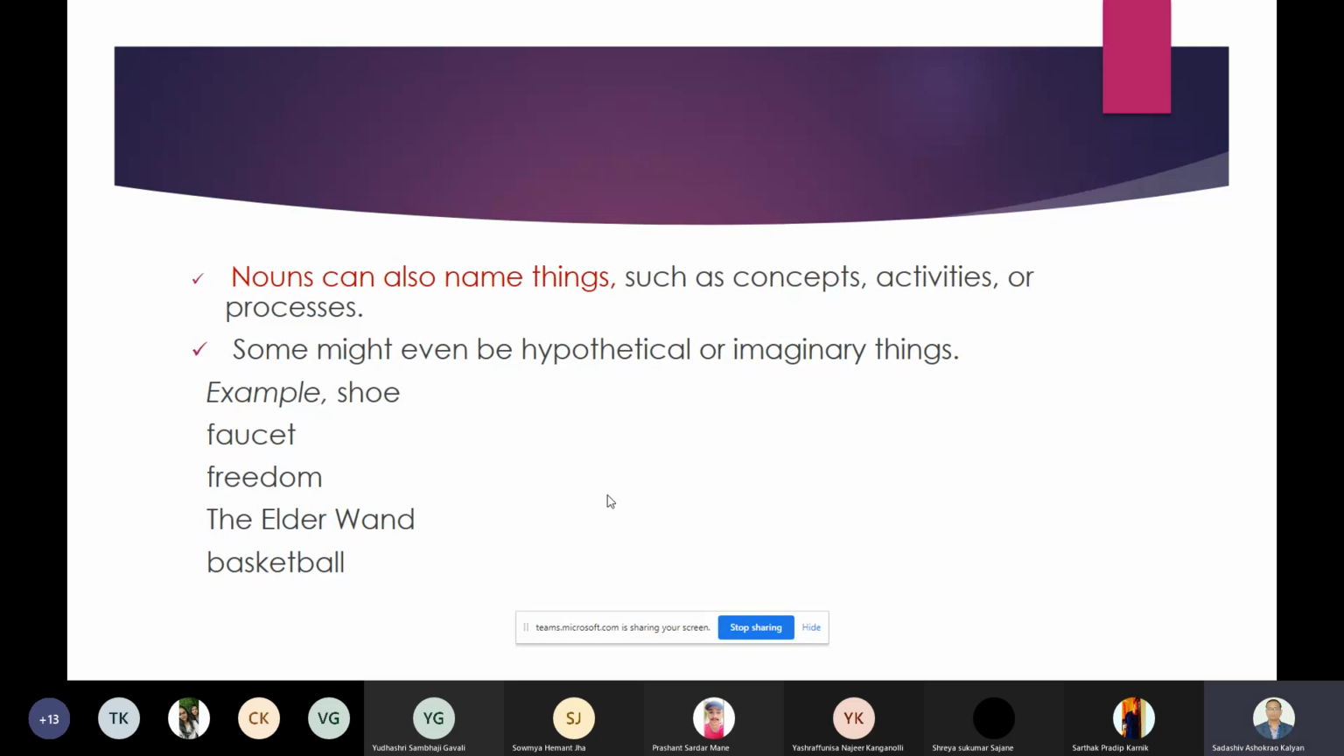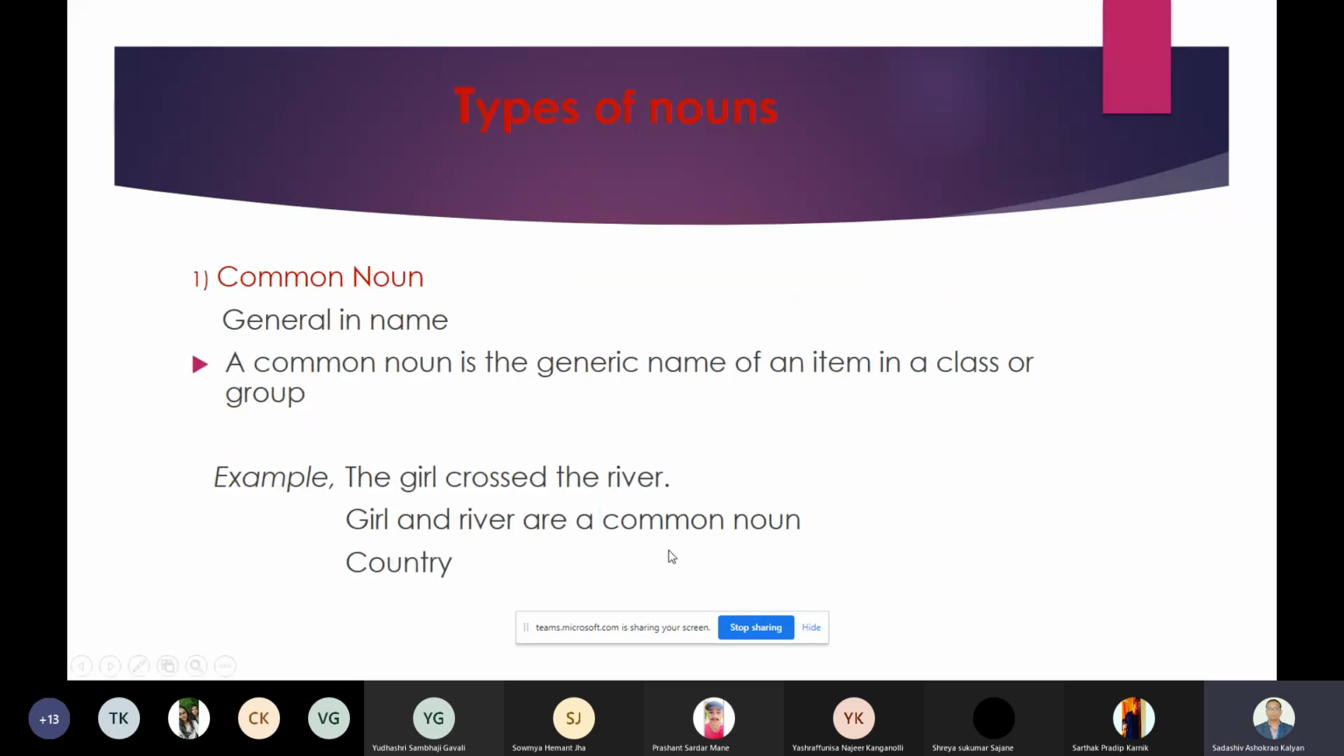Okay, here in this example also we are using the word cloud as a noun. Then in the hypothetical example, we are using various kinds of words which are also considered as nouns, like freedom, corset, elephant, basketball. Then we have studied the various types of nouns.